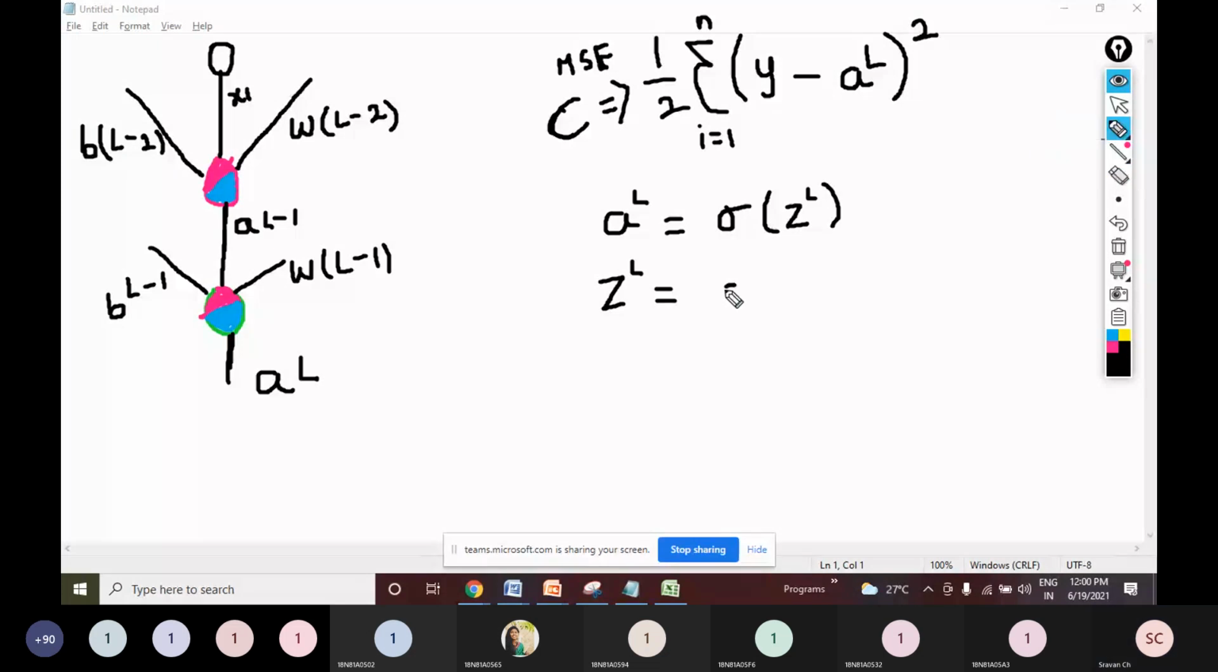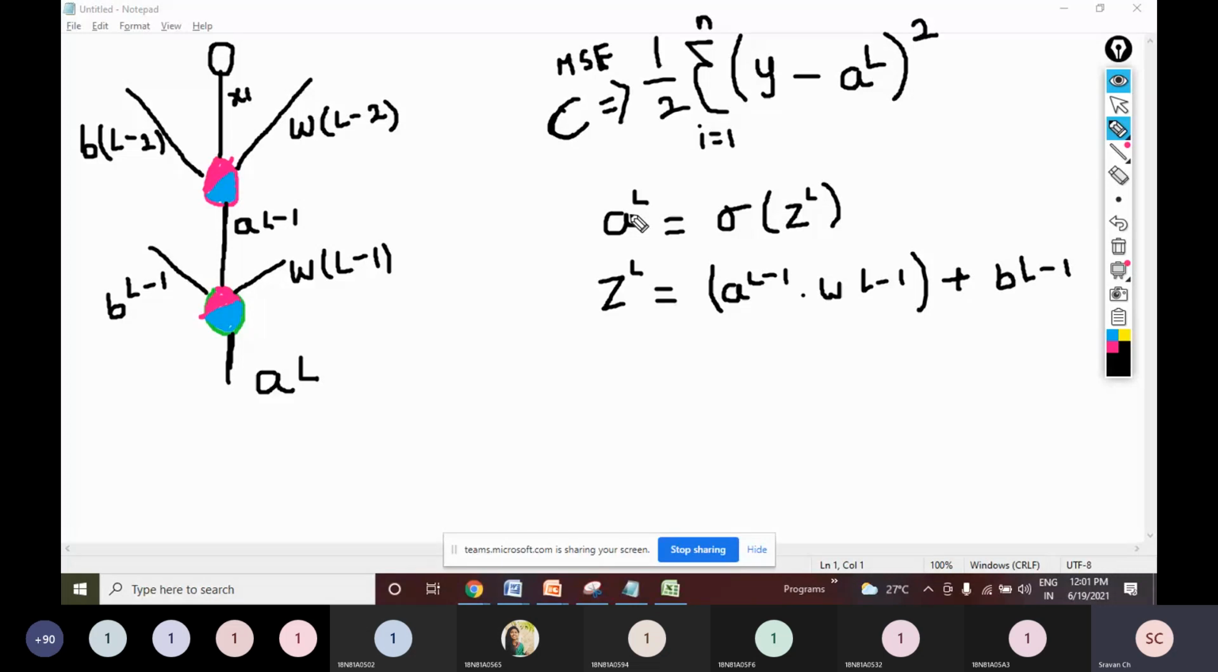So A of L minus 1 multiplied by W of L minus 1, plus bias B coming from layer L minus 1. So this is the formula for Z of L. Whatever value I get for Z of L, I apply the sigmoid function on it and I get A of L. So this is okay. Now what is our headache?